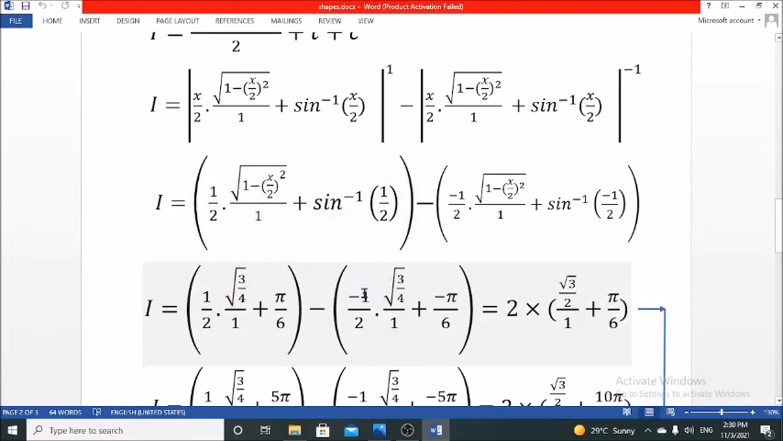Here our limit is minus 1 over 2, and the pi also would be, that is sine minus 1 of half, it is 30, which is pi over 6. Here our limit would be minus pi over 6, minus 30. This is 360 minus 30. Here the minus with the minus, here the minus with the minus, so it is the same bracket but multiplied by 2, because the minus with minus is plus.